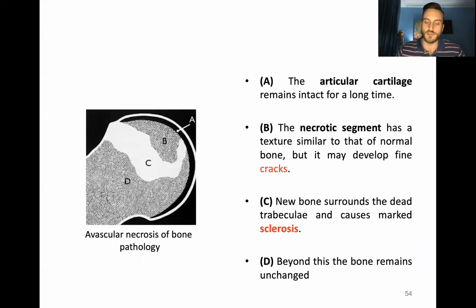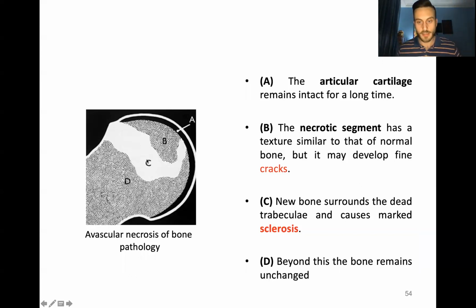So this is a nice picture. This patient is having a problem. It's avascular necrosis, osteonecrosis. Here is the articular surface, and usually the articular surface is normal. Why? Because the articular surface is taking its nourishment from the synovial fluid. Okay, that's why it will be maintained.